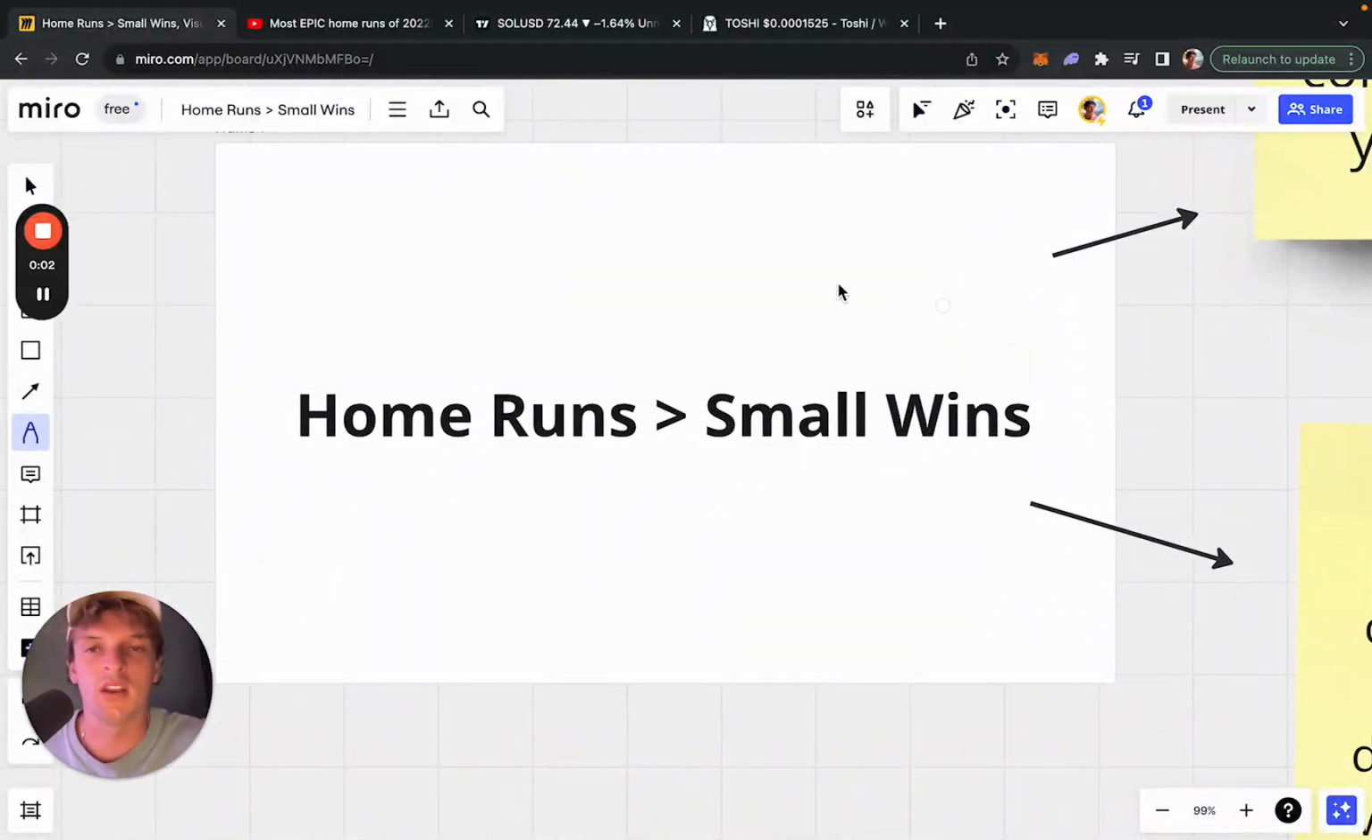Alright, so we're back with another lesson here. In this one we're talking about home runs over small wins.